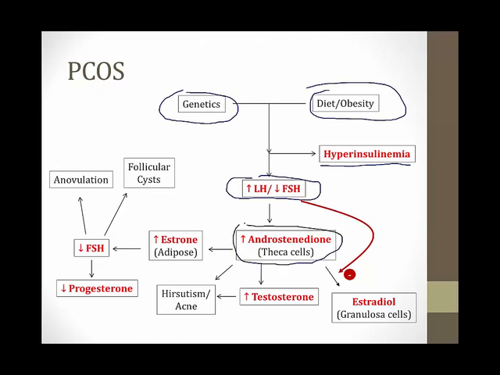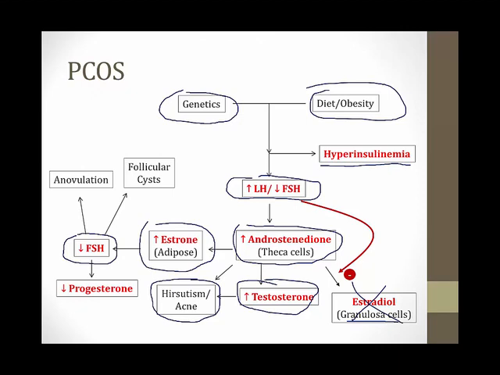Now, normally that androstenedione would be converted into estradiol by granulosa cells, but because the level of FSH is low, this does not occur. This means that the androstenedione begins to circulate, where some of it is converted to testosterone, and this leads to elevated levels of androgens in general, which causes hirsutism and acne, which are two of the key clinical features of the disorder. Now, some of that androstenedione is converted to estrone in adipose tissue. Estrone feeds back on the pituitary and further suppresses the FSH production. Because there is low FSH production, there is no ovulation.